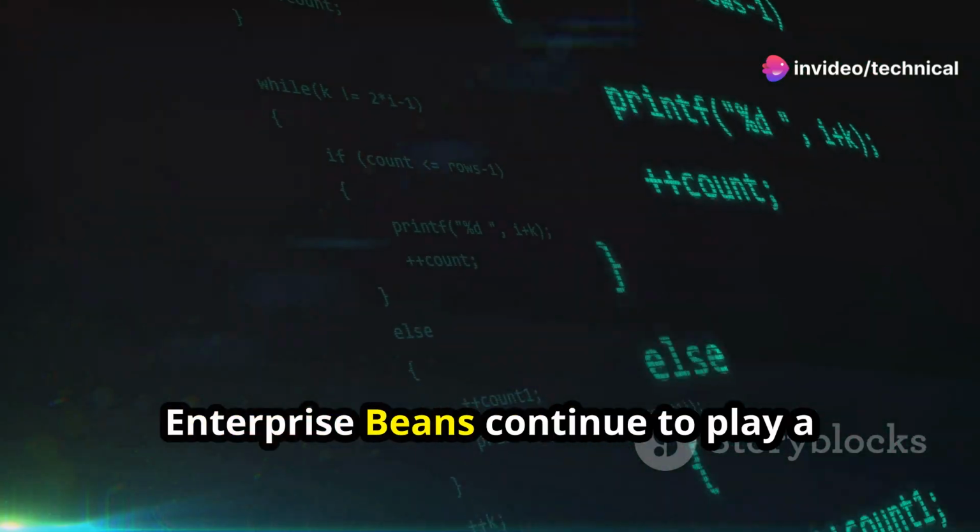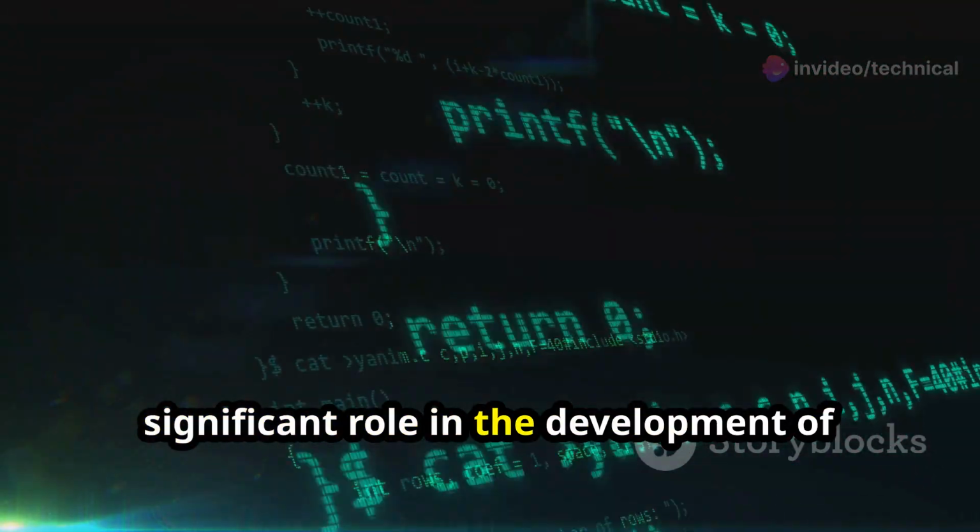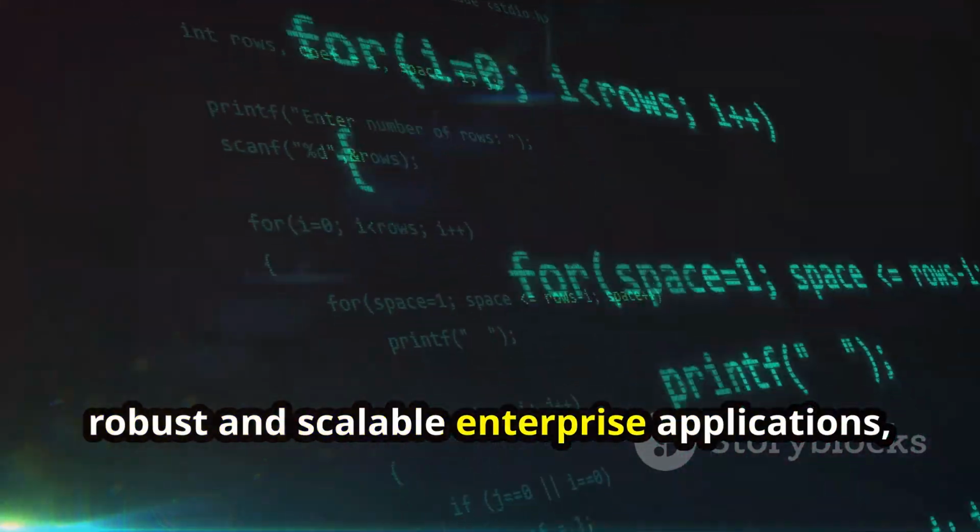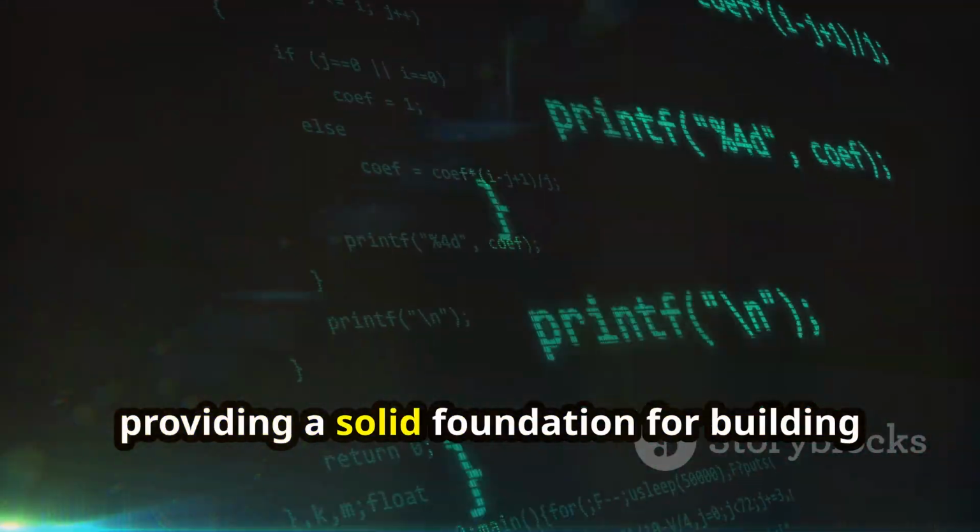Nonetheless, enterprise beans continue to play a significant role in the development of robust and scalable enterprise applications, providing a solid foundation for building mission-critical systems.